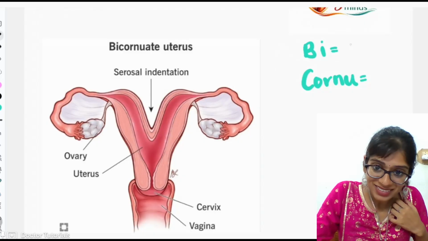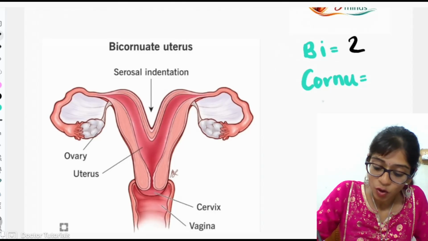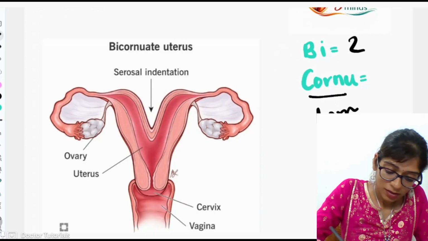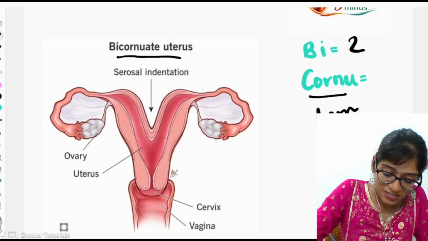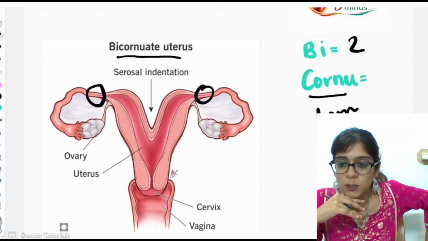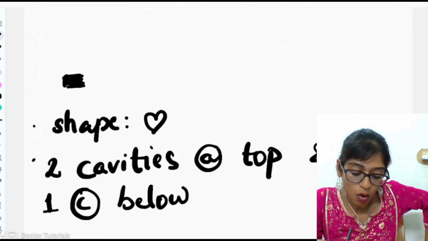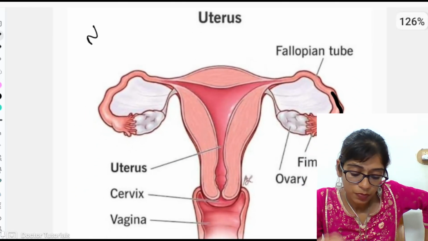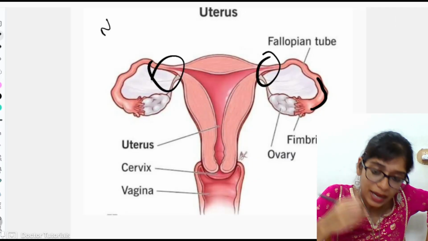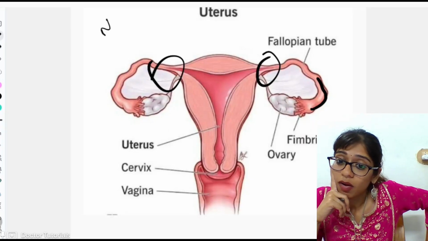So bi means 2. Cornu means horn. So bicornuate means a uterus which has got 2 separate horns. Now you will ask me, doctor, even in the normal uterus that I showed, what is there? I have got 2 horns, right? This is normal. Then what is the difference between this and bicornuate uterus?